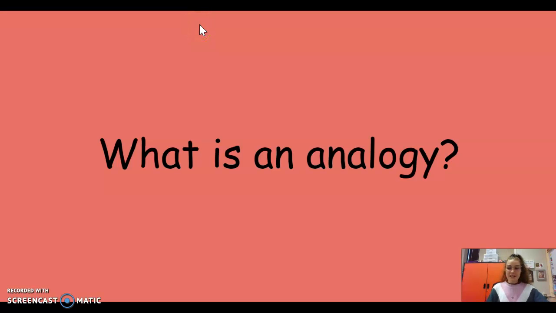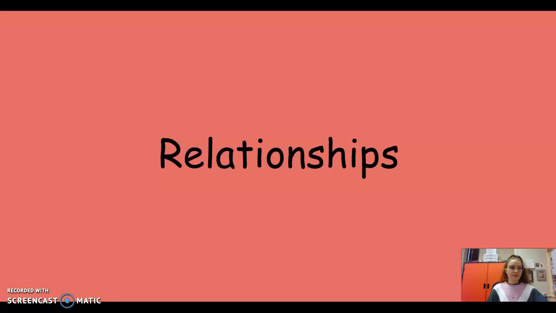So what is an analogy? An analogy is a comparison between two things. In order to be able to solve analogies, you need to consider relationships. So you have to look at relationships between the first two items, and then you're going to establish the same relationship between the next two items in the analogy.